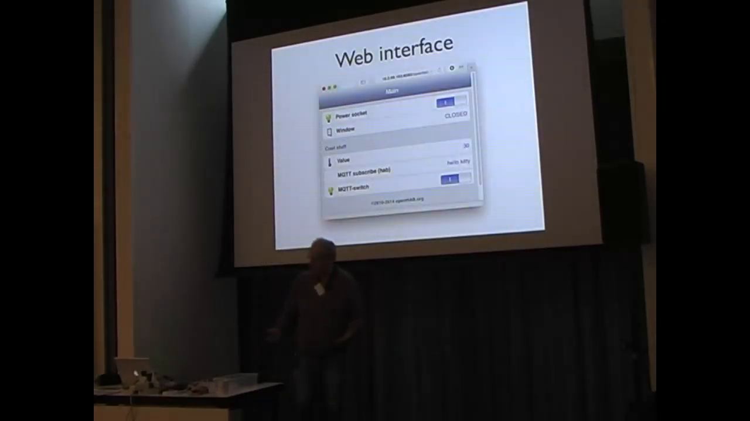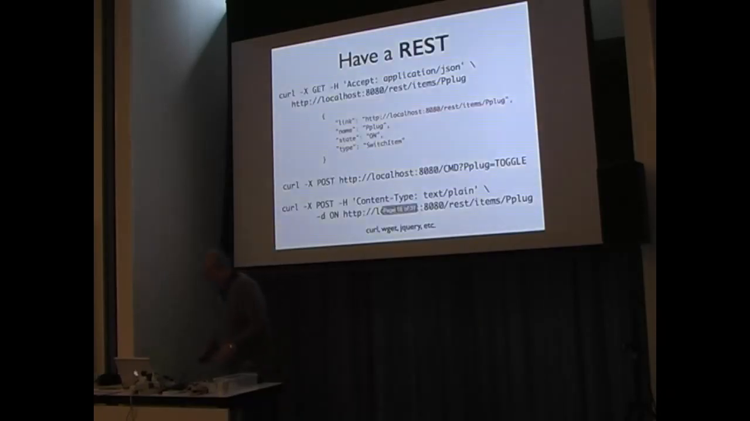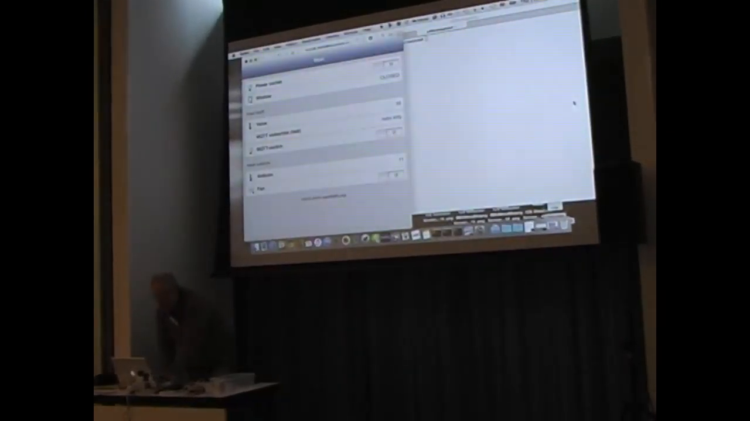This is a sitemap with a few more little bits and pieces on it. We have, for example, a power socket. I'll be showing you this live in a moment. The power socket, which is currently on. We have a window, which is off. We have a temperature value and some other things. Now, I think this suffices for the second.